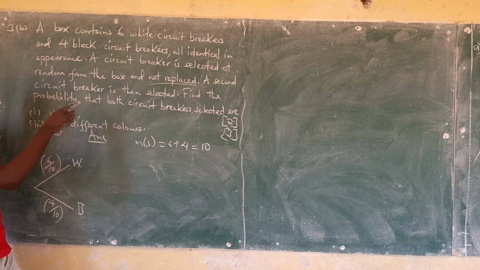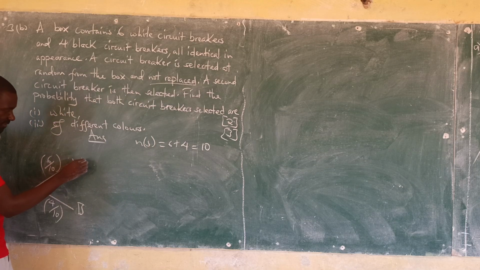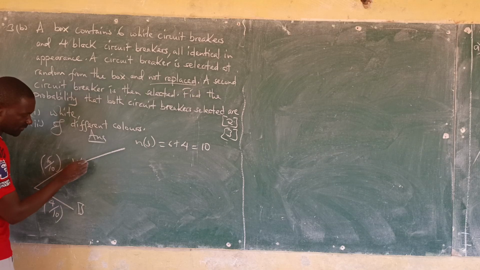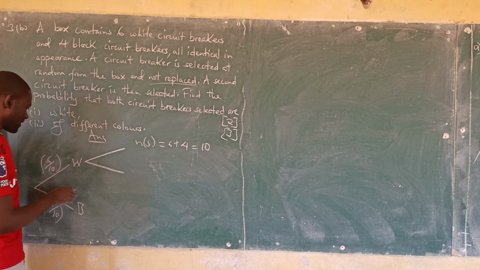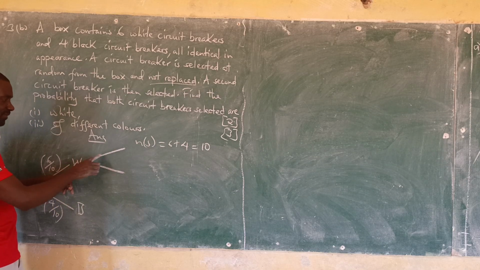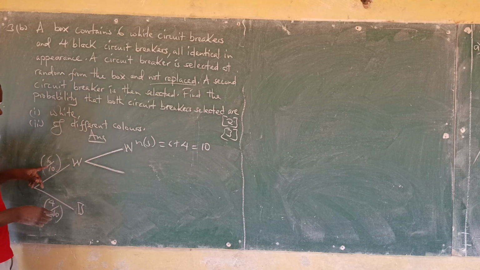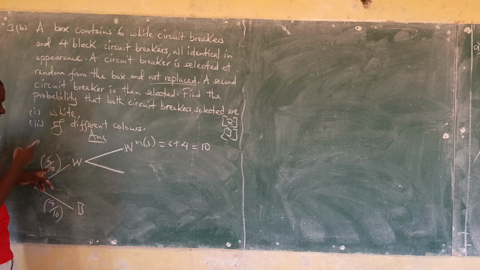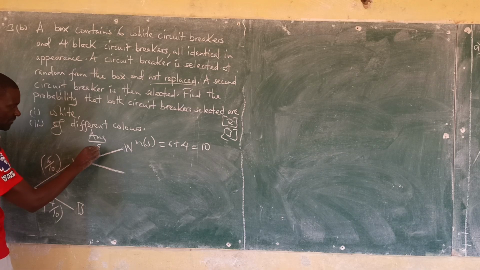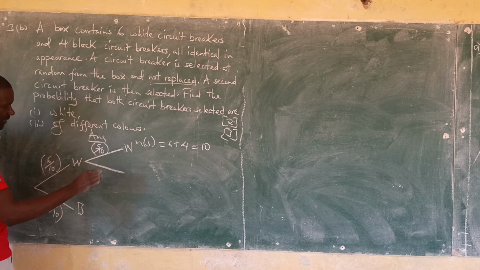Then a second one was picked, and we've been told the first one was not replaced, meaning the total is affected. So for the second one to be picked, if the first was white, there's also a chance that the second one can be white. If the first one picked was white, we are now remaining with 5 white circuit breakers. So the probability will simply be 5 out of 9.